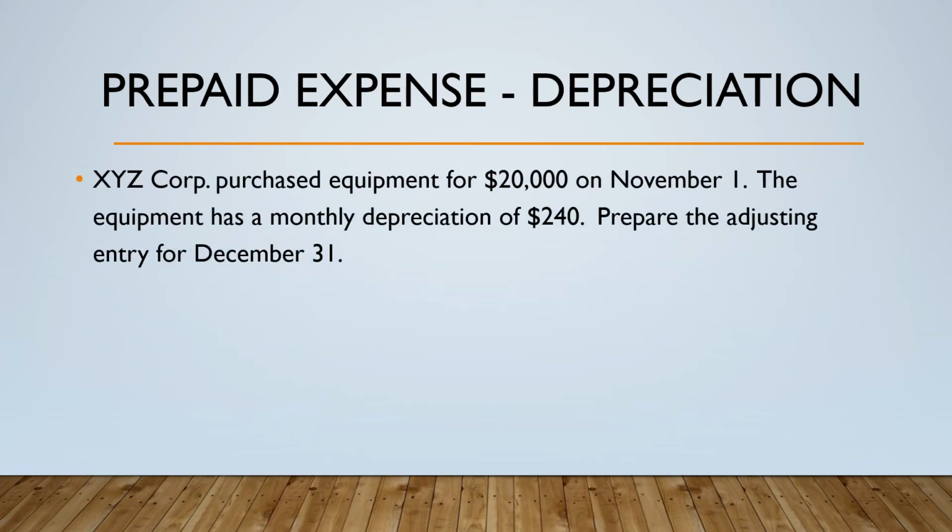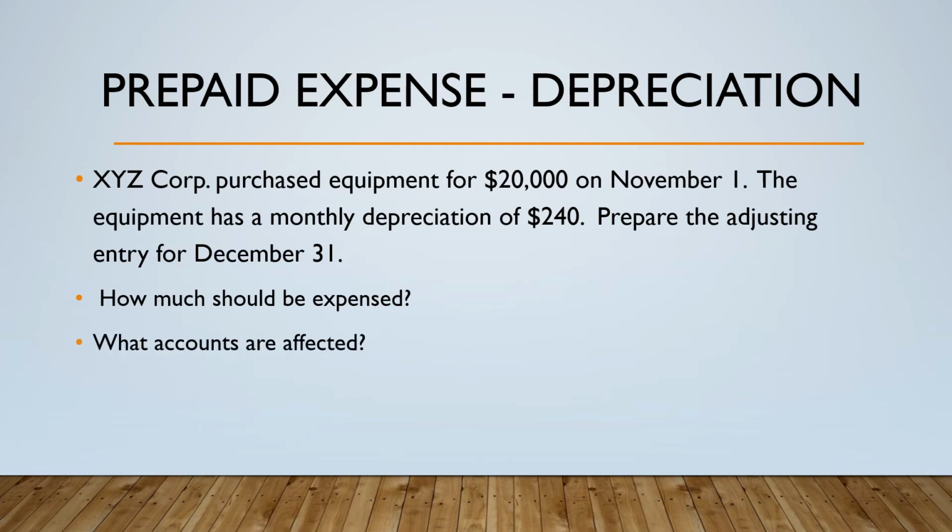So XYZ Corporation purchased equipment for $20,000 on November the 1st. The equipment has a monthly depreciation of $240, and they want us to prepare a journal entry for December the 31st. So we need to know how much should be expensed. Well, if we look at this, what we will see is that depreciation is $240 a month. 2 months have passed, November and December. So we need to take that 240, multiply it by 2, and we get $480.